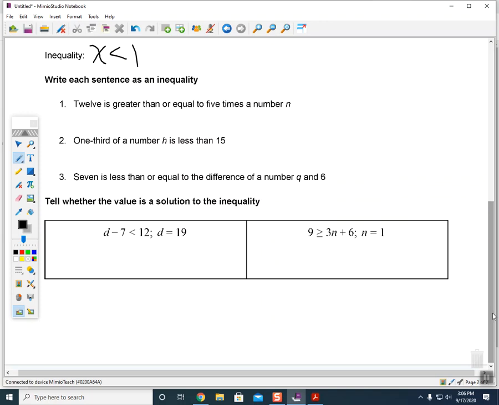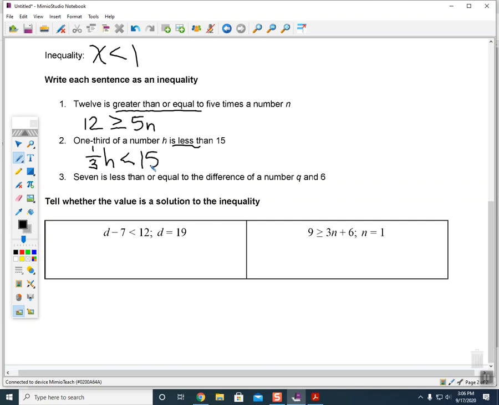So I'm going to write each sentence as an inequality. I'm going to look at what the sentence says, and I'm going to write an inequality from it. So my first one, 12 is greater than or equal to 5 times the number n. So I'm going to start with 12. I've got greater than or equal to 5 times the number n. So 5 times n. 12 is greater than or equal to 5n. 1/3 of a number h is less than 15. Of means times. 1/3 times h is less than 15.